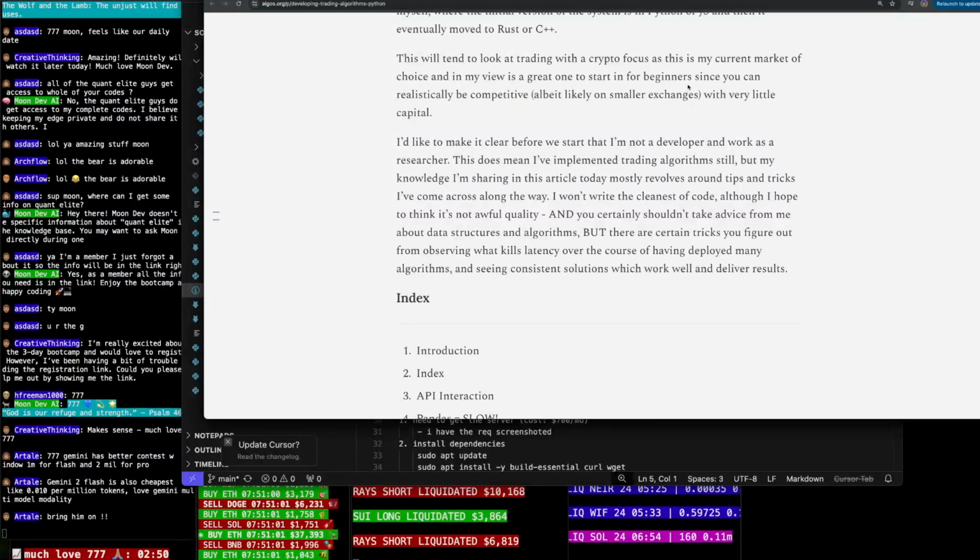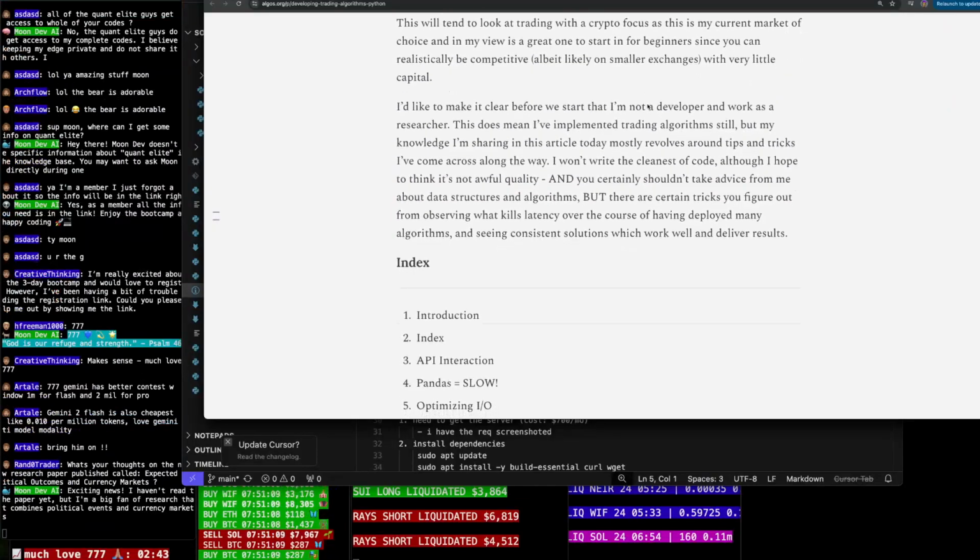Great one to start in for beginners since you can realistically be competitive, albeit likely on smaller exchanges, with very little capital.